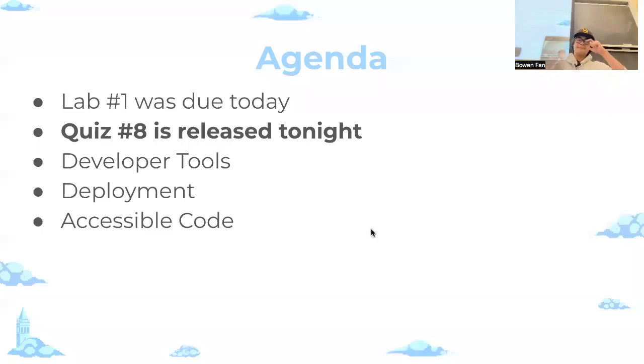So basically, lab one was due today. A lot of people have requested extensions for it, so we're going to extend it to Monday, because I know everybody's busy and going through a lot of stuff as students. We're all going through stuff, so we'll extend it to Monday. I'll send an announcement about that. Quiz 8 is released tonight, and we have three more things in our agenda: developer tools, deployment, and accessible code.